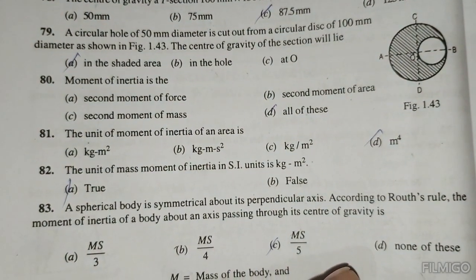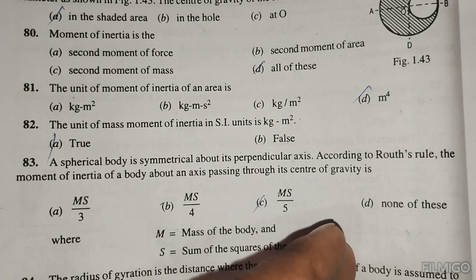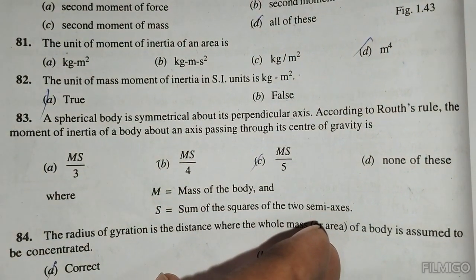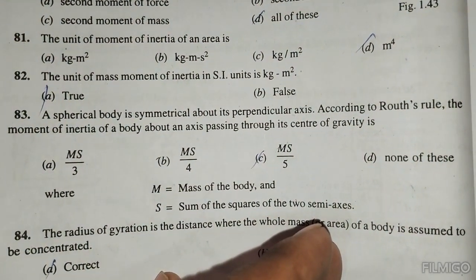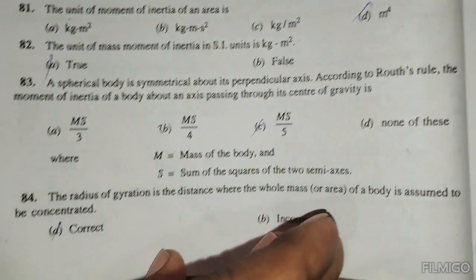The unit of moment of inertia of area is meter power 4. The unit of mass moment of inertia in SI units is kg meter square. This is true. A spherical body is symmetrical about its perpendicular axis. The moment of inertia about an axis passing through the center of gravity is 2MR square by 5.